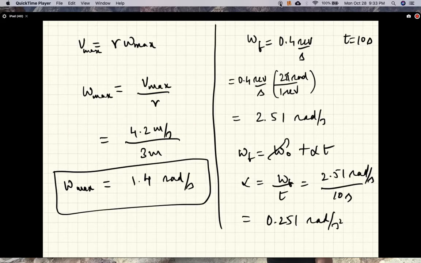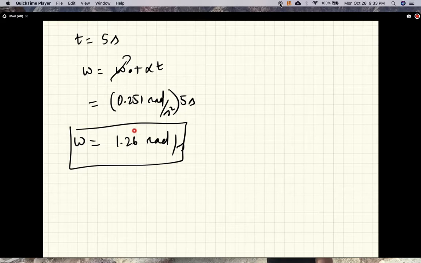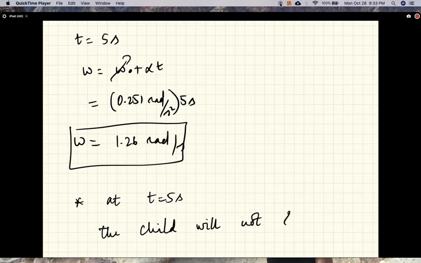Okay, so the angular velocity needed to make the child slip is 1.4 radians per second, and at 5 seconds the merry-go-round is going only at 1.26 radians per second, so the child will not slip. At t equal to 5 seconds, the child will not slip. Okay, all right, that finishes the problem.